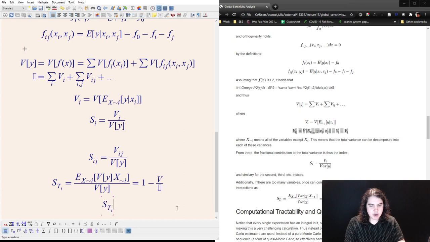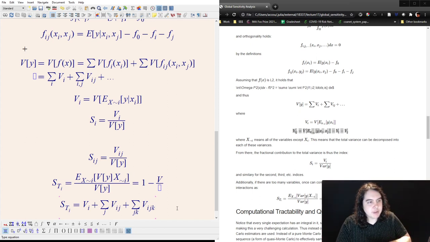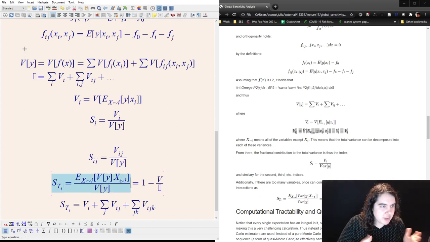the total index of i is essentially V_i plus the sum over j of V_ij plus, and so on. So it's adding all of the terms that have i in them. With everything else that's changing the output, if we consider every way that i is affecting the output, what is the total effect? And that's the Sobol total index of the ith input.